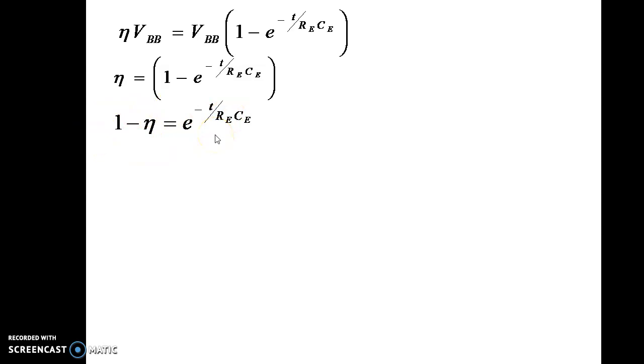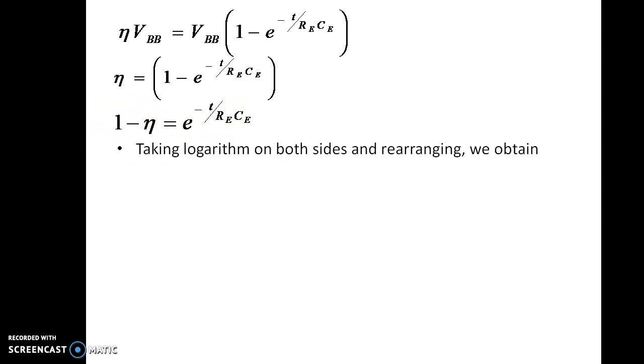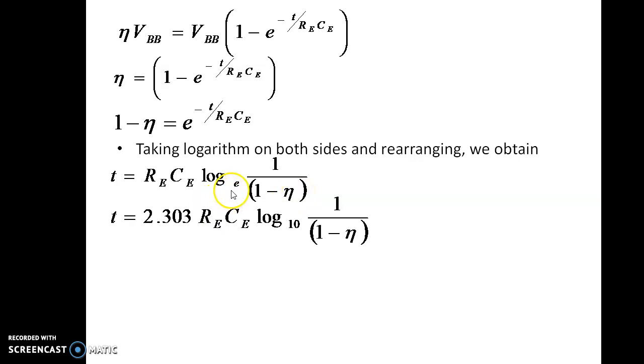How can we rearrange this? Take logarithm on both sides and rearranging, we obtain the expression as t equal to RECE log to the base e 1 by 1 minus eta. So now if we change the base to 10, then the expression changes to t equal to 2.303 RECE log 10 1 by 1 minus eta.